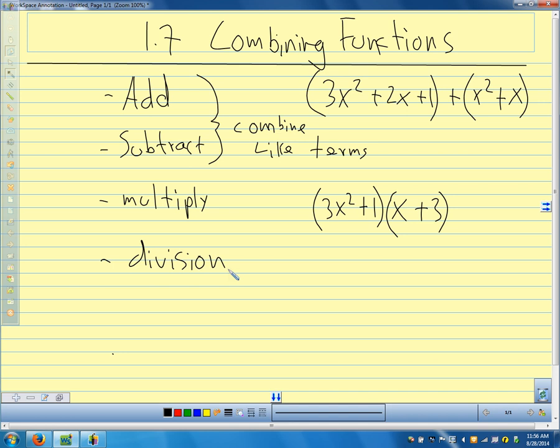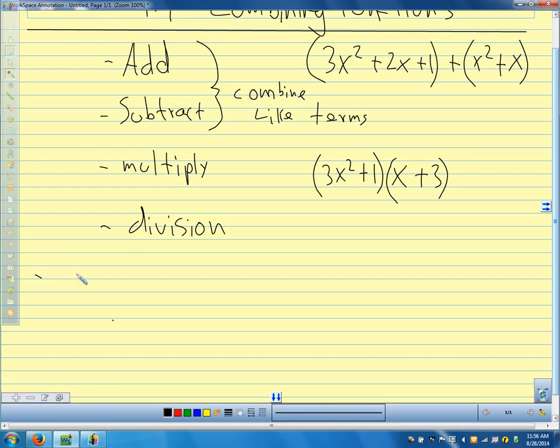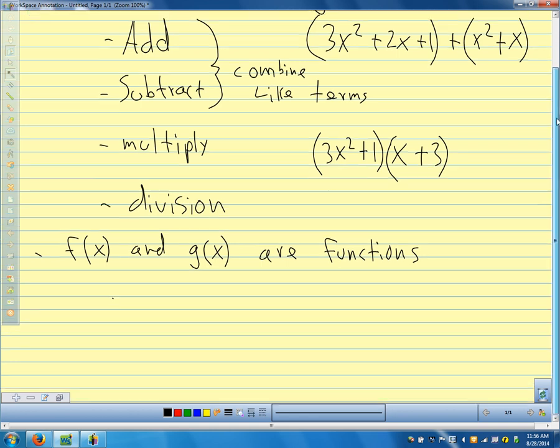So those are our operations. I'm not going to go through a lot of examples with these. We know how to do these things. We're just doing these operations. I want to write down a little bit of notation though. So we're going to say that f of x and g of x are functions. And on Friday we'll get into a little more detail, remembering what we mean when we say a function, because we're going to be talking about inverses. f and g are functions.